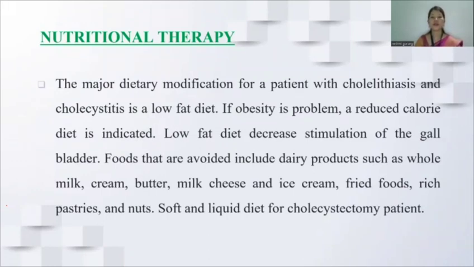Low fat diet decreases stimulation of the gallbladder. Foods that are avoided include dairy products like whole milk, cream, butter, milk, cheese, and ice cream, fried food, pastries, and nuts. All these types of food should be avoided, and a soft and liquid diet is given for the cholecystectomy patient post-operatively.